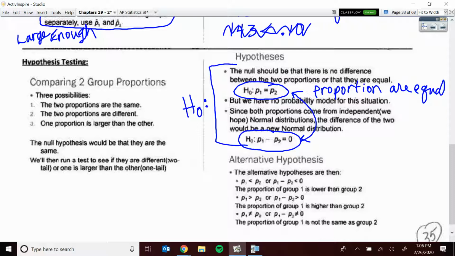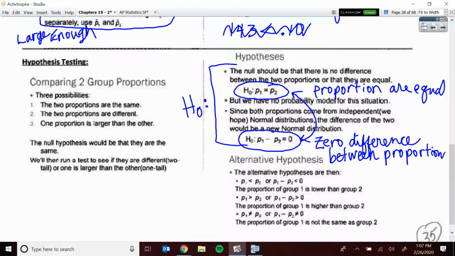What does this one say? There is zero what? Yeah, there is zero difference between the proportions. Do those things mean the same thing? Yeah. Zero difference between two things is synonymous to saying they are equal. Okay. So those are equivalent, and I just want you to be aware of that notation.